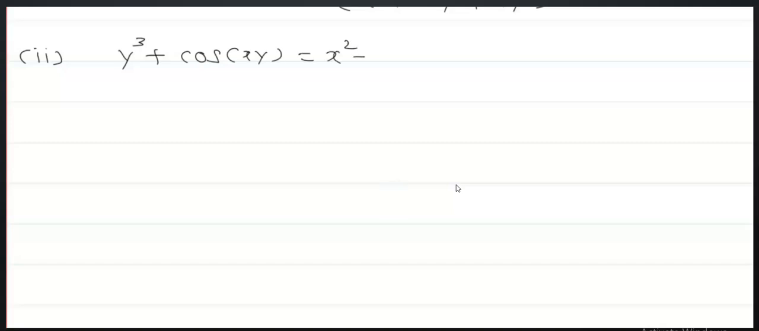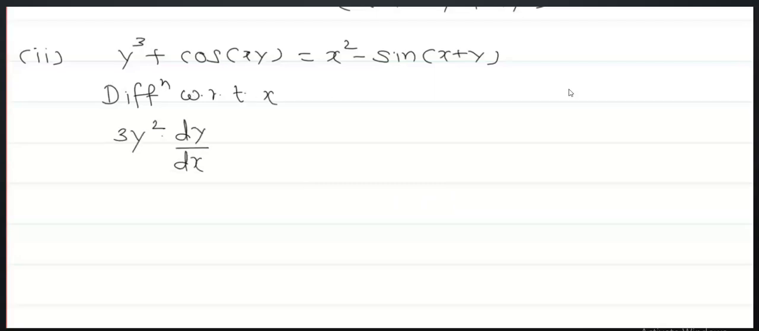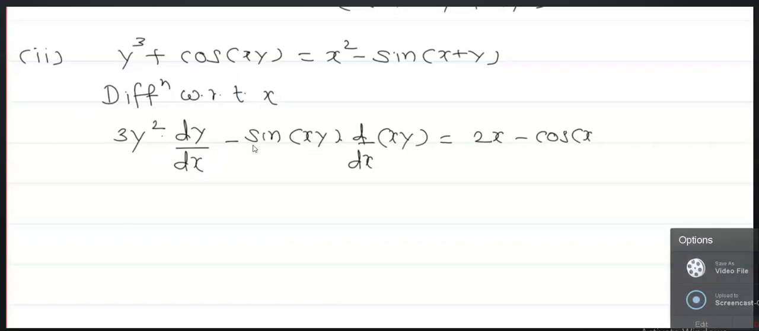Now the next example is y cube plus cos of xy is equal to x square minus sin of x plus y. Again, normally differentiate this with respect to x. The derivative of y cube is 3y square into dy by dx, and the derivative of cos of xy is minus sin of xy into d by dx of xy, equal to the derivative of x square, which is 2x, and the derivative of sin of x plus y is cos of x plus y into d by dx of x plus y.